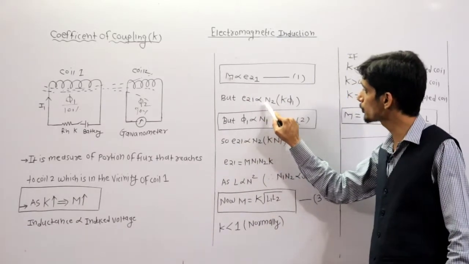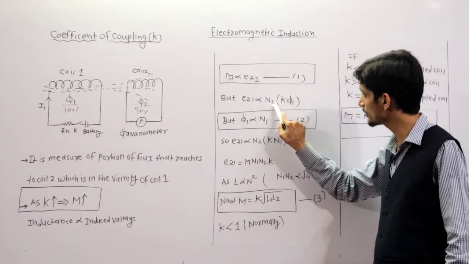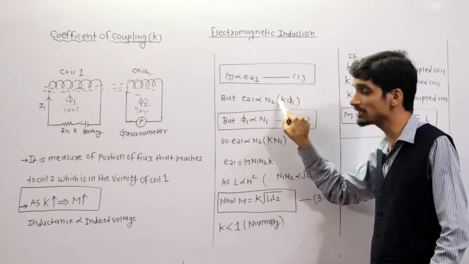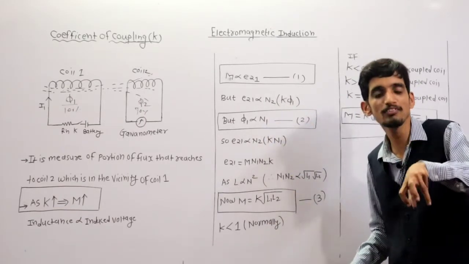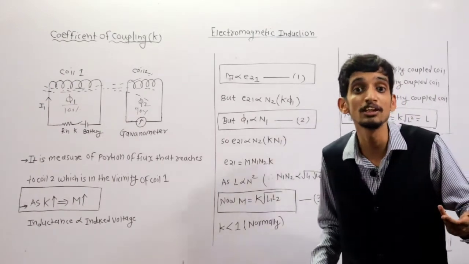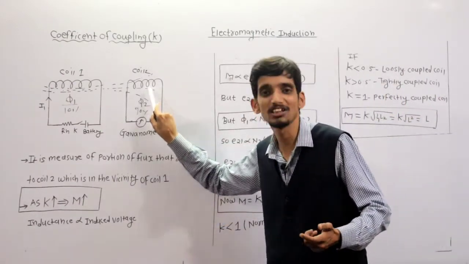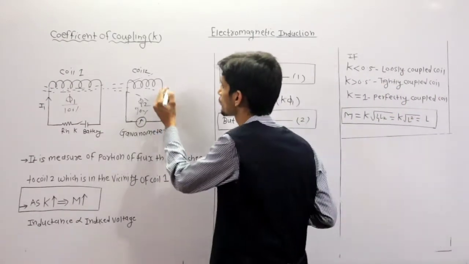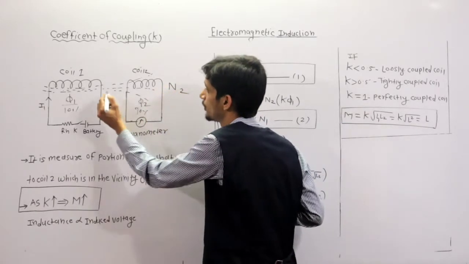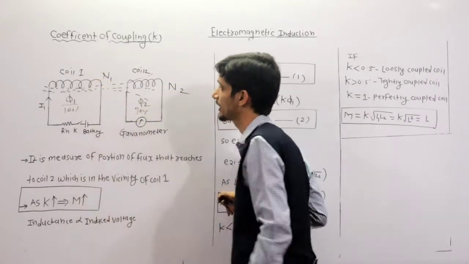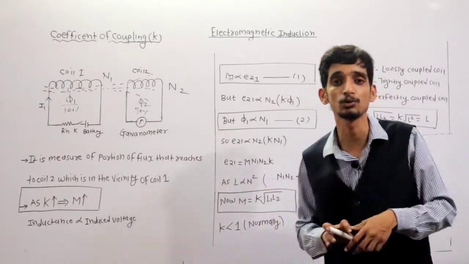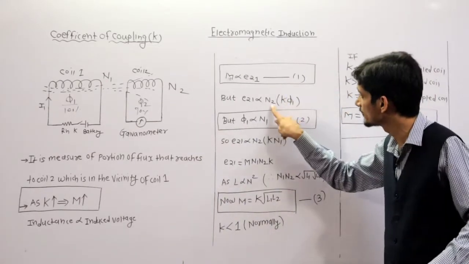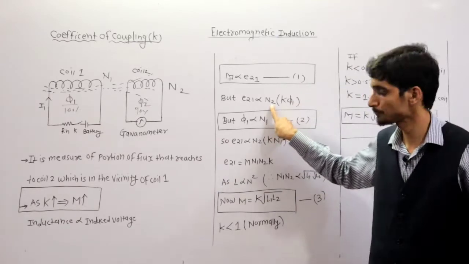So, E21 is proportional to, now what I have written here, this E21 can be written as the number of turns in which EMF is induced. In which coil is EMF induced? EMF is induced in the second coil. What is the number of turns of that coil? Suppose N2. What is the number of turns of the first coil? N1. So I have to take the number of turns in which EMF is induced. EMF is induced in the second coil, that's why it is proportional to N2.